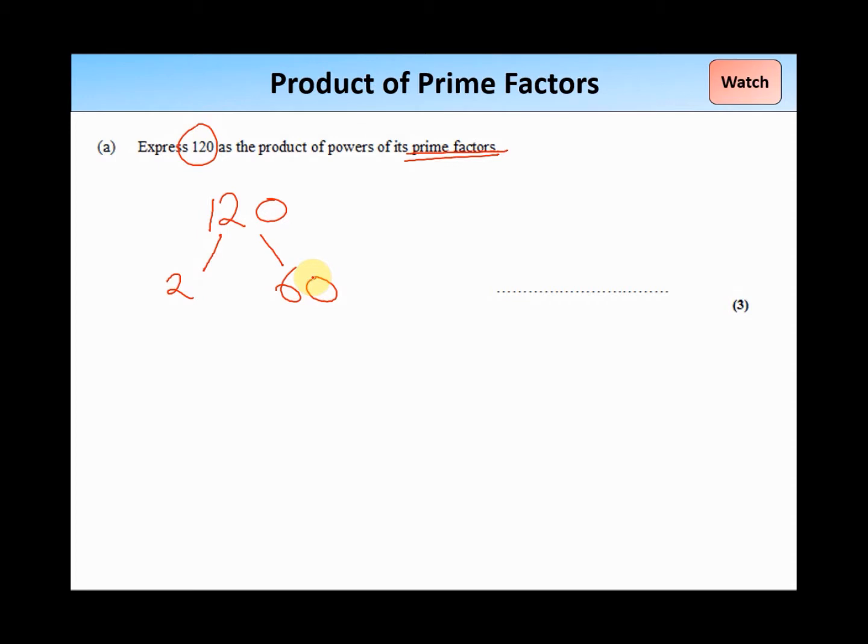Now, at this stage, you're going to look at your diagram so far, and decide if any of the numbers you've just used are prime numbers. Remember, a prime number only has 2 factors, the number 1 and itself. So if I look at these 2 then, 2 is a prime number, so I'm going to circle that 2. I'm going to look at 60 now. Is 60 prime? No, it's not.